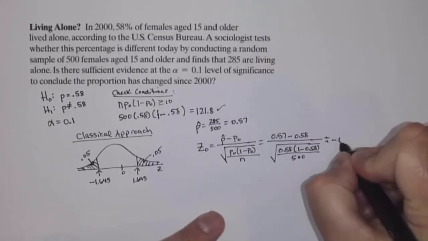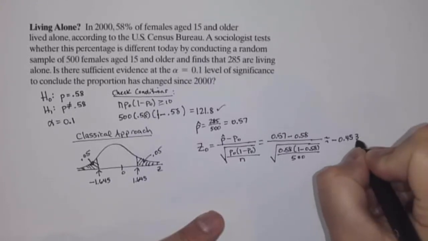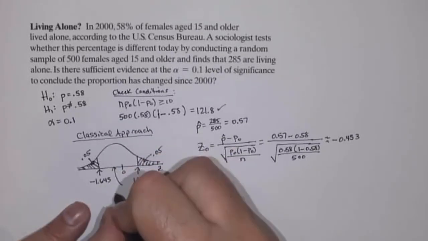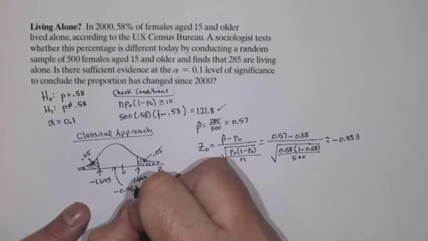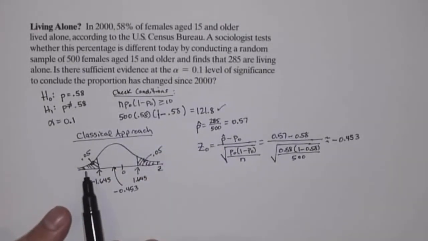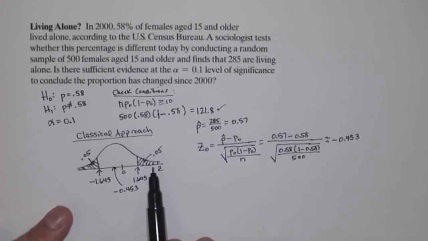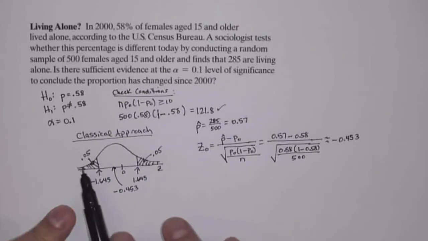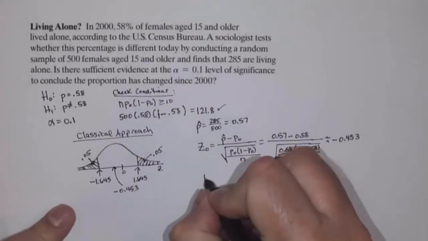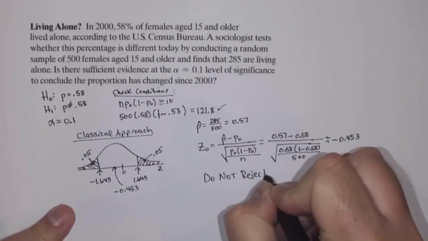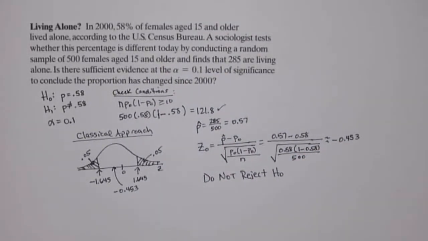So this is about negative 0.453. Looking at my picture here, negative 0.453 would be maybe around in here, not to the left of negative 1.645, not to the right of positive 1.645. Because it's in between, it's not out here in the unusual area. That tells us do not reject the null hypothesis. So we are not going to reject the null hypothesis.